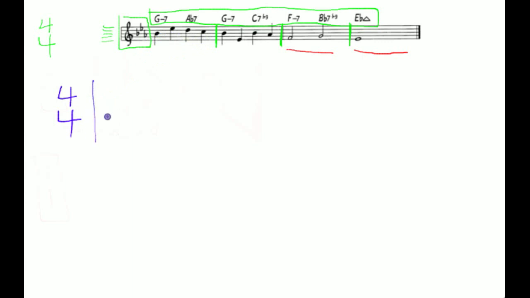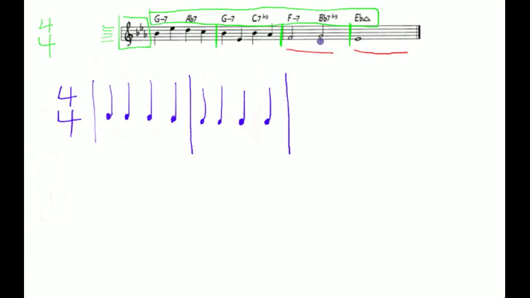So let's just write those down. Put a bar line. We've got 1, 2, 3, 4 quarter notes. There we go. And in the second measure, what do we have? Well, same thing, right? We've just got 4 quarter notes. So 1, 2, 3, 4. There we go.